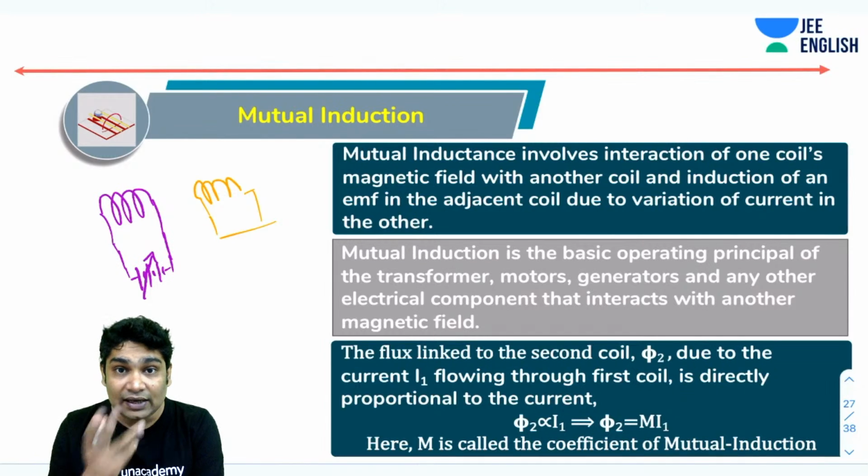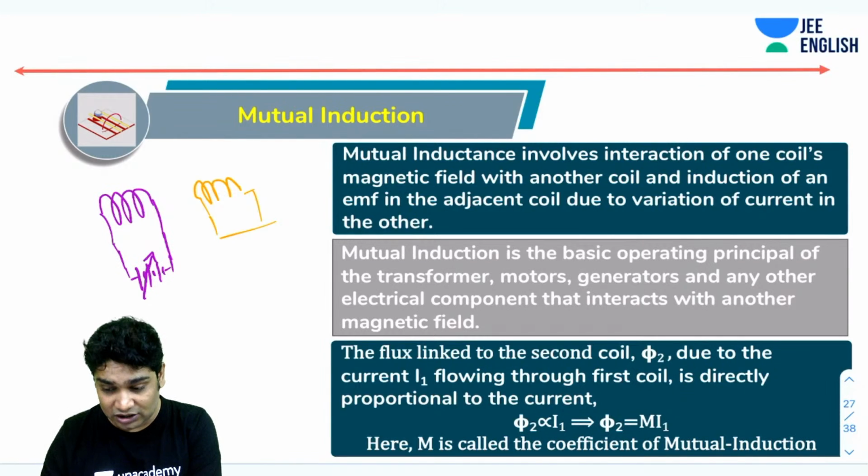Now, what you will realize is that when the current is flowing through the primary coil, this is called the primary coil, and this is called the secondary coil.